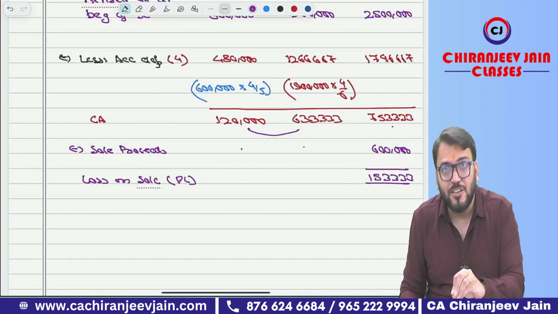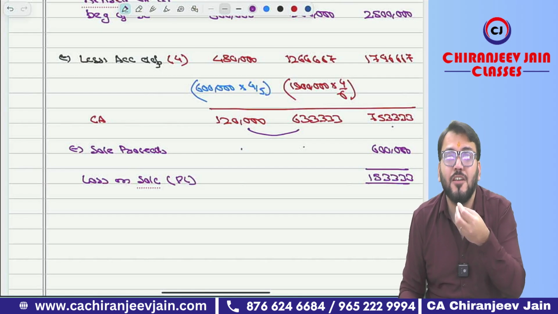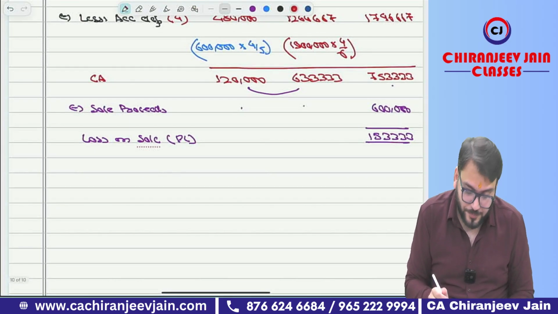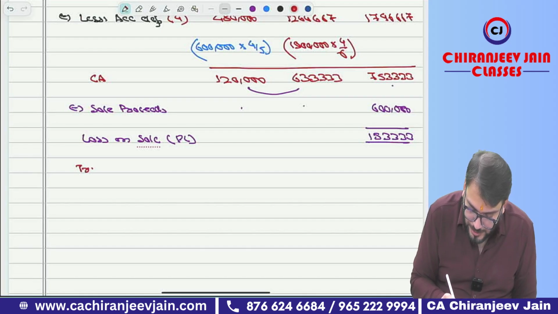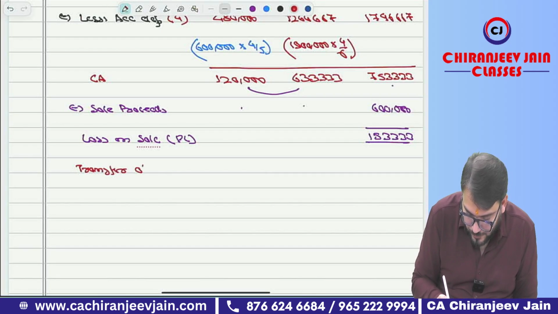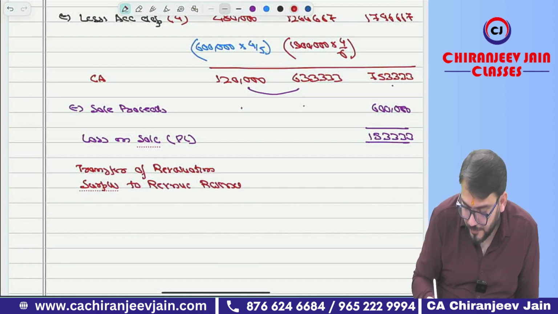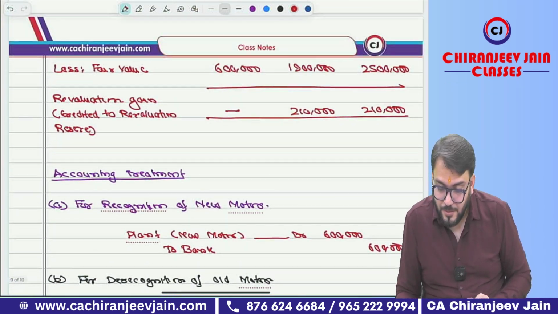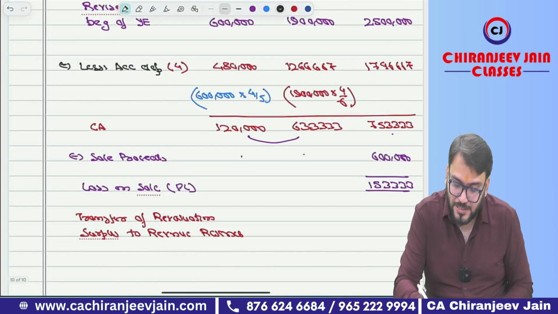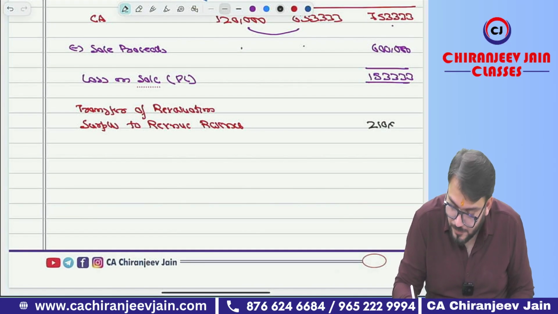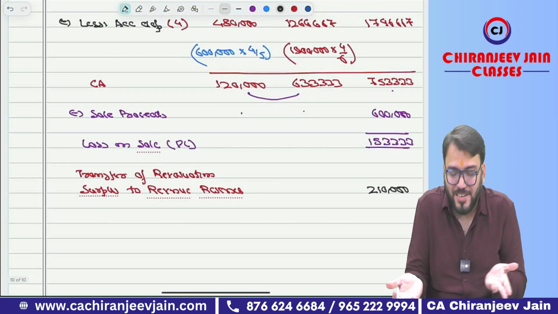And the revaluation gain on derecognition of the asset, the accumulated revaluation gain will be transferred to revaluation reserve. Transfer of revaluation surplus to revenue reserve. So what was the amount of revaluation gain? 2,10,000. The entire amount will be transferred, 2,10,000.